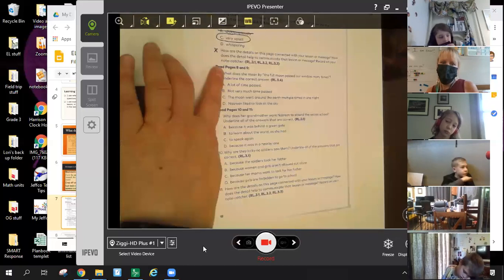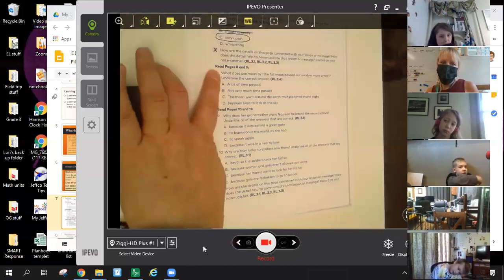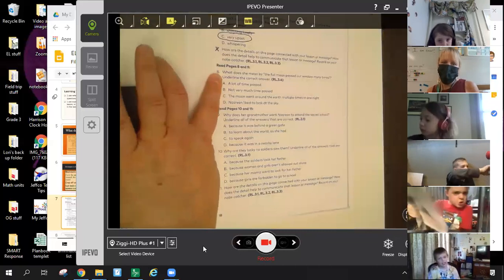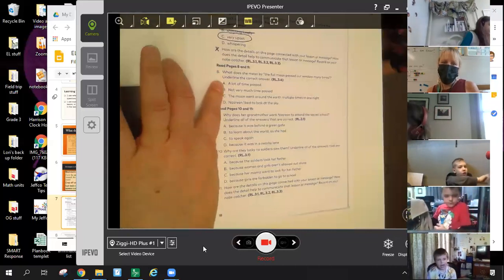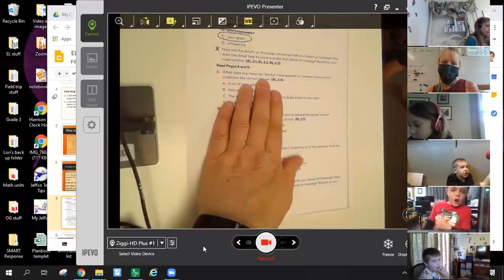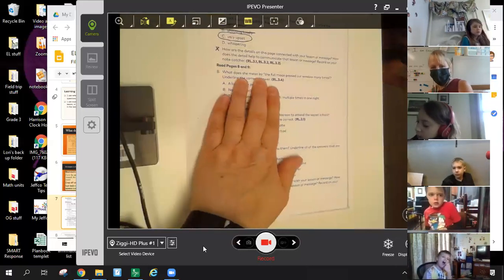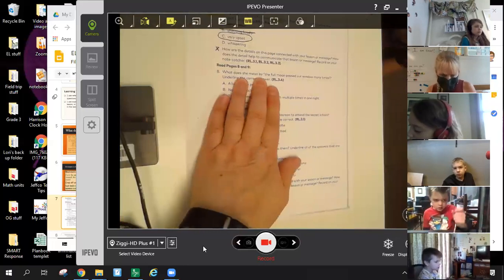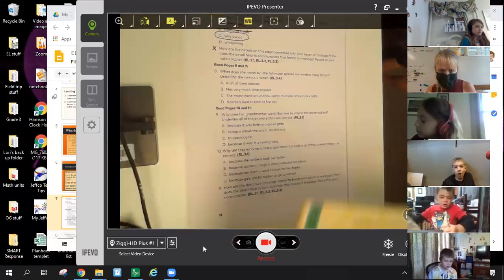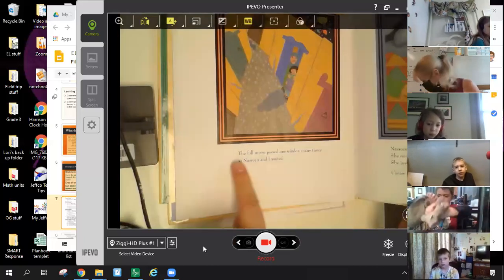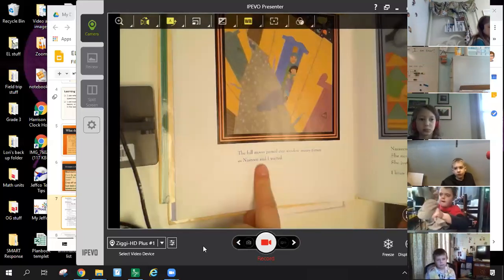Okay, so those are our 2 pages. We're going to refer to them as we answer the question. It says, what does she mean by the full moon passed our window many times? So in your head, before you look through any choices, what do you think it means? The full moon passed our window many times as Nazarene and I waited.